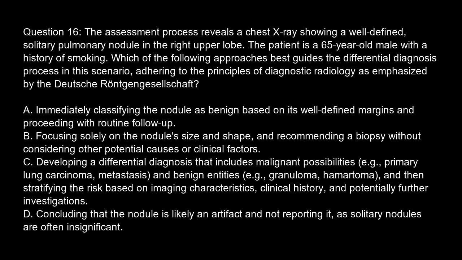Option A. Immediately classifying the nodule as benign based on its well-defined margins and proceeding with routine follow-up. Option B. Focusing solely on the nodule's size and shape, and recommending a biopsy without considering other potential causes or clinical factors. Option C. Developing a differential diagnosis that includes malignant possibilities, e.g., primary lung carcinoma, metastases, and benign entities, e.g., granuloma, hamartoma, and then stratifying the risk based on imaging characteristics, clinical history, and potentially further investigations. Option D. Concluding that the nodule is likely an artifact and not reporting it, as solitary nodules are often insignificant.